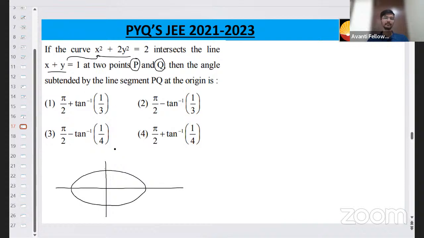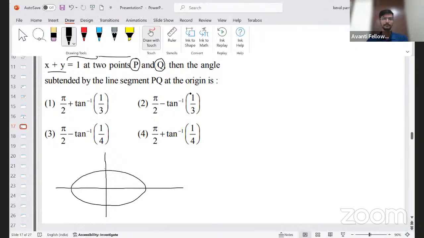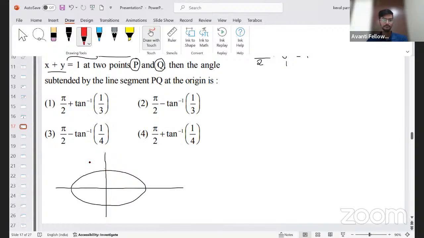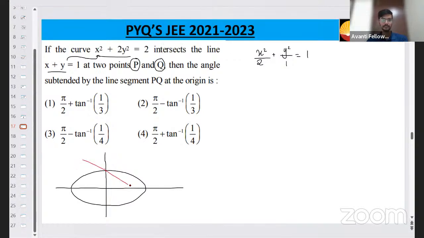And this is the line x plus y equals 1. If I try to draw the exact line, the equation of the ellipse comes to x square upon 2 plus y square upon 1 is equal to 1. So this point is (0, 1), so the line will pass through it. The line will be like this.